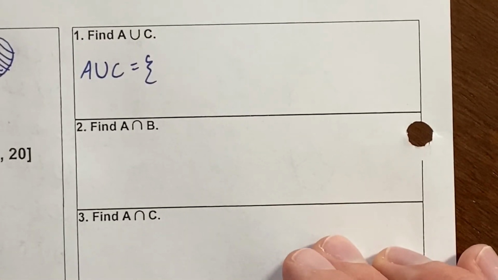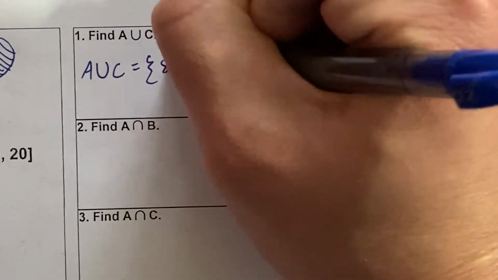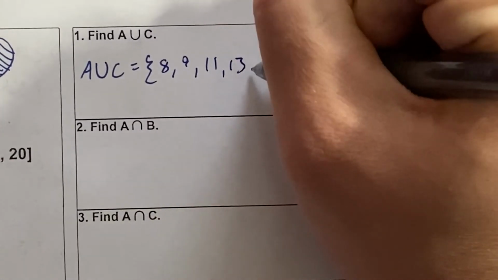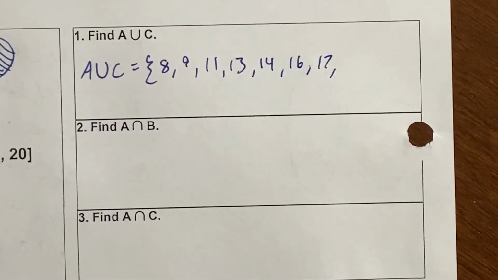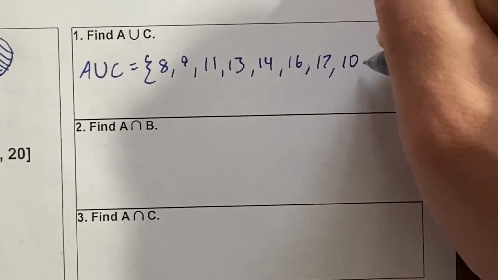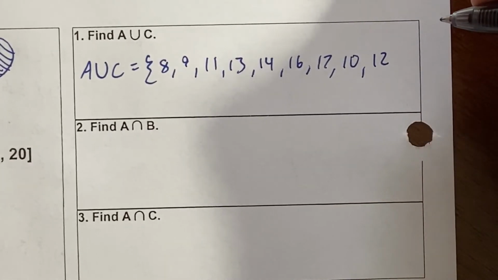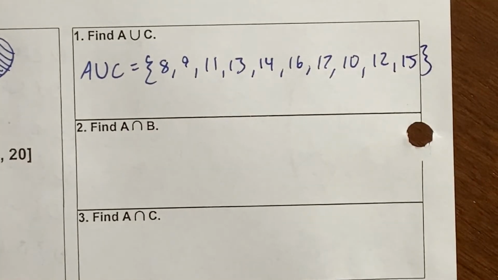So let's write all this. Let's start with A. I don't necessarily care that they're in order. So those are all the ones from A. Then I'm going to write all the ones from C. I'm just not going to duplicate any. So 10 is not up there. 11 is. 12 is not. 13 is up there. 14 is up there. 15 is not up there. So let's just write it like that.